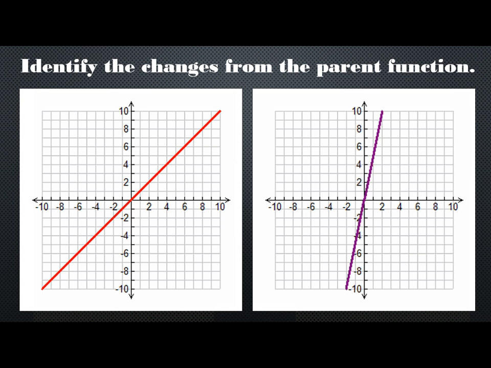All right, what do we think? Dilation. And that means what? Good, the slope increased, it got steeper.